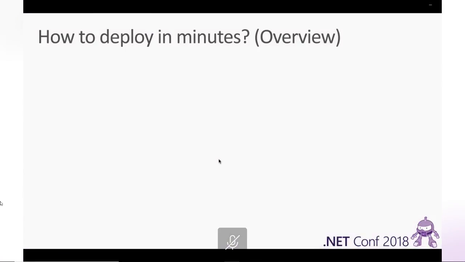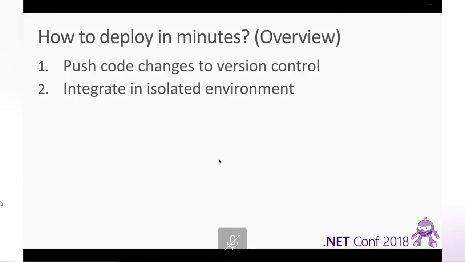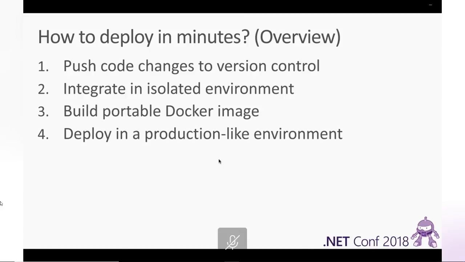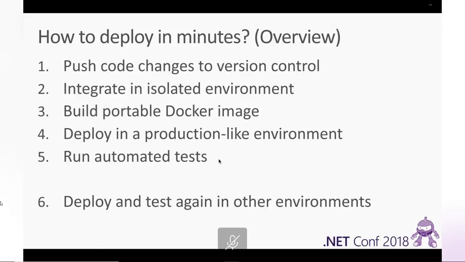How to deploy in minutes then? You push your code changes to version control, and integrate in an isolated environment like Azure DevOps. You build a portable Docker image. You deploy in a production-like environment. You run automated tests, and repeat, deploy and test again in other environments. And when you deploy in another environment, steps 1 through 3 are not going to be needed anymore because you already have everything that you need packed in a Docker image. It is a matter of just pushing the changes to the environment.